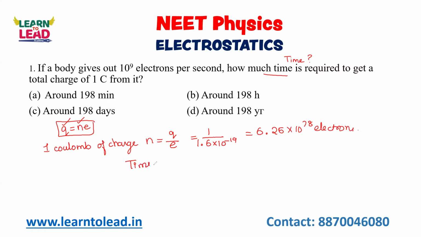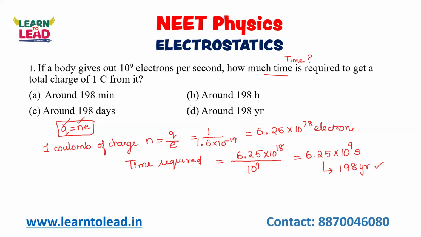And now, to find the time required. For 1 second it gives out 10 power 9 electrons, and there are 6.25 into 10 to the power 18 electrons. So you'll get your answer as 6.25 into 10 to the power 9 seconds. If you convert this into years, 198 years is your answer. So around it will take 198 years. Just remember this formula, Q is equal to NE.